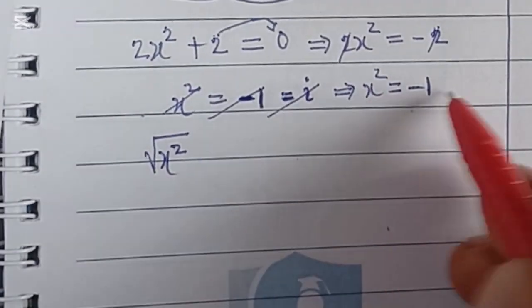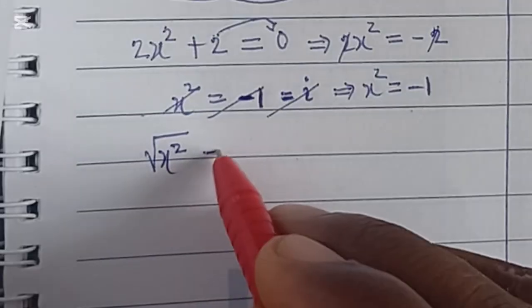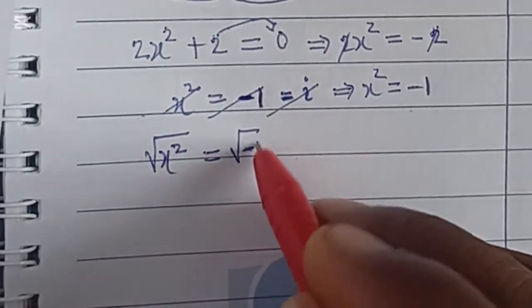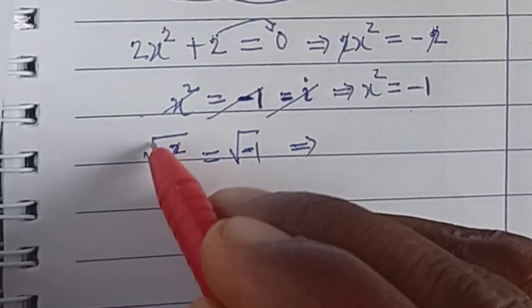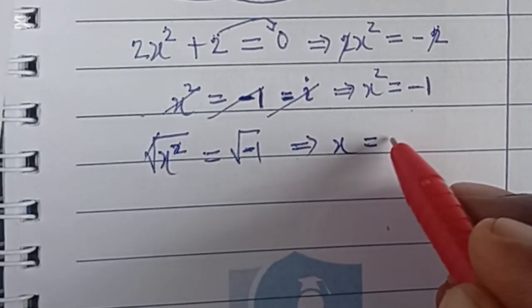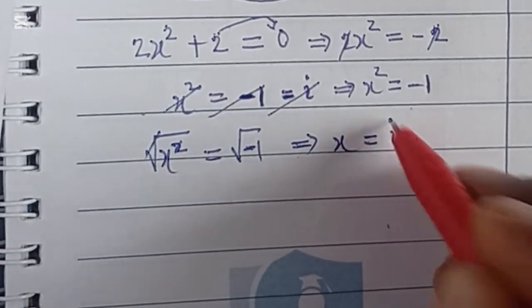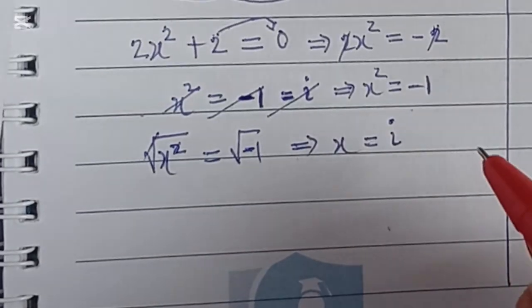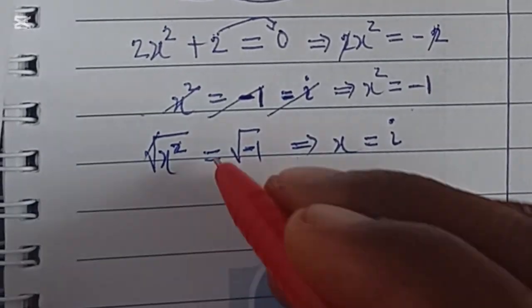And then take the square root of both sides. We have the square root of minus 1. This implies, when this cancels out this, that x is equal to the square root of minus 1, which is what we call iota, a complex number.